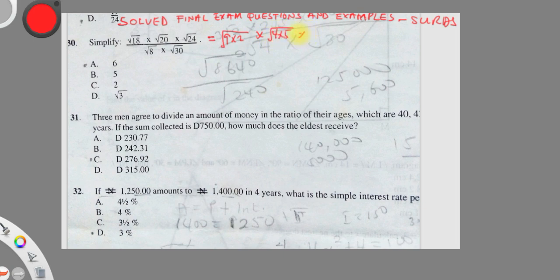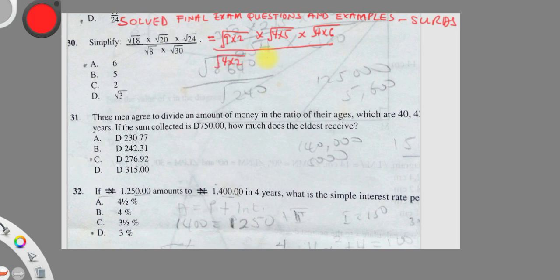And then times the square root of 24, which is 4 times 6, or 6 times 4, okay? This is the square root of 24. And then all over, we have the square root of 8, which is 4 times 2, okay? So we have the square root of 4 times 2. This is the square root of 8.